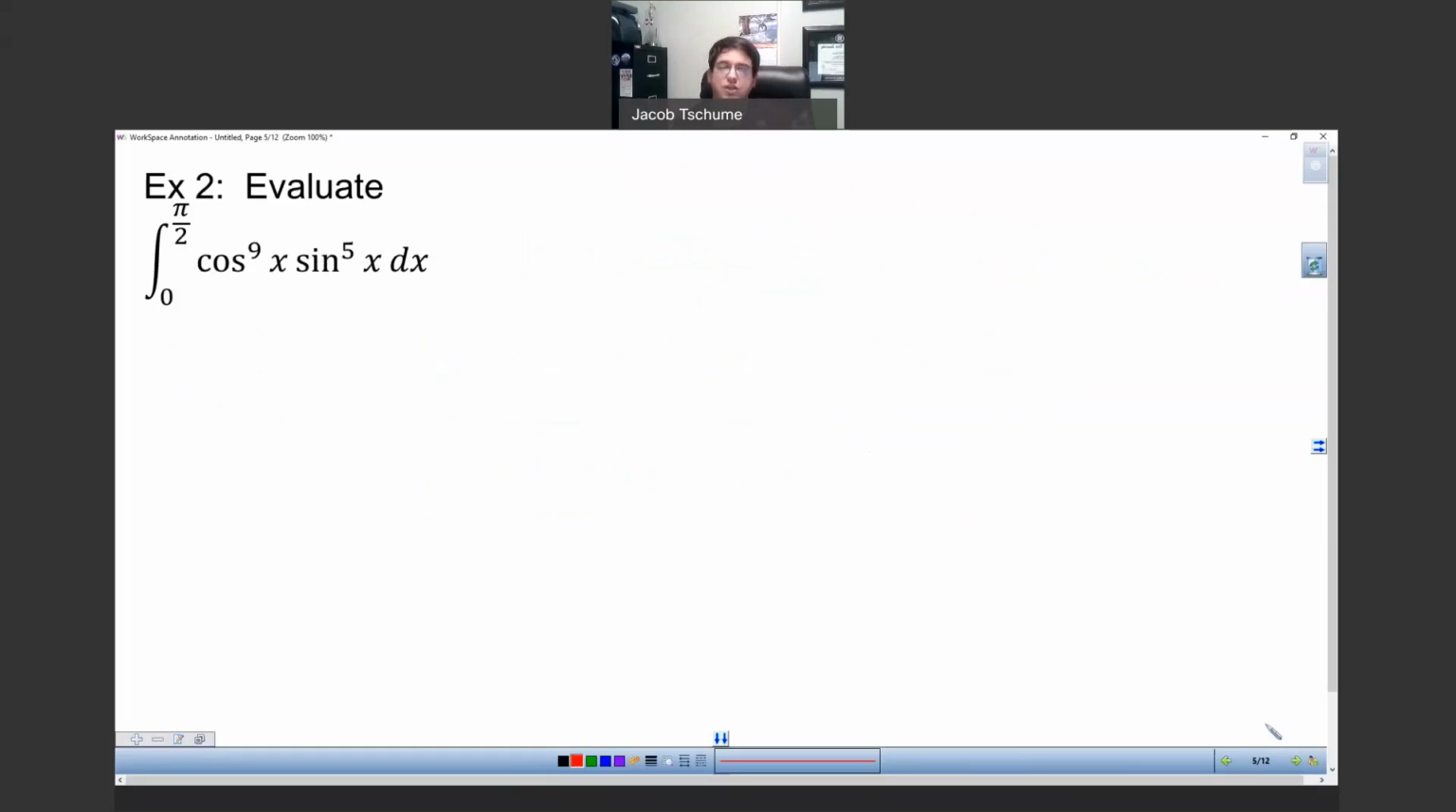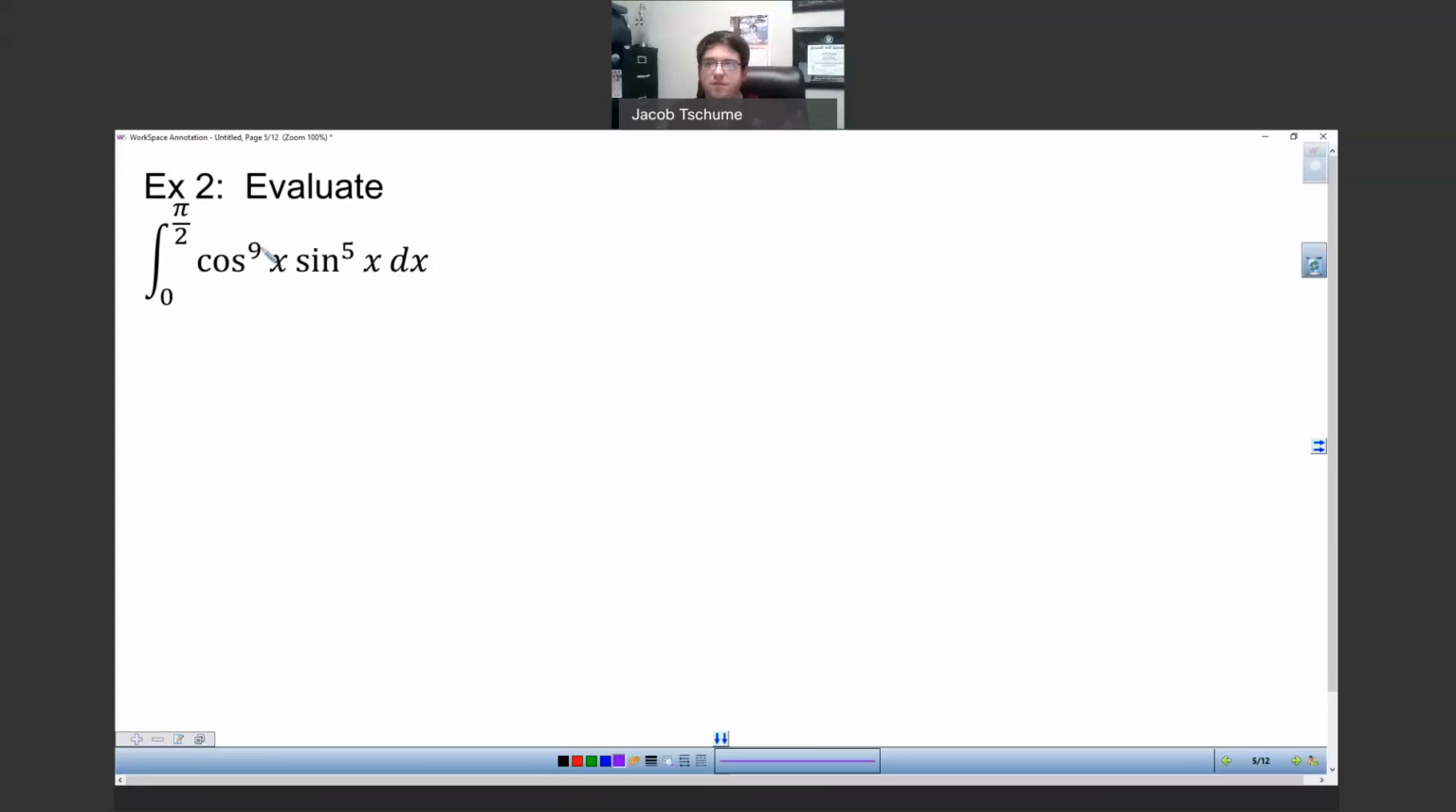All right. Occasionally, we will do definite integrals in this section, in these couple of sections, but not very often because these problems are a little bit uglier here. So what if you want to do the definite integral from 0 to pi over 2 of cosine to the 9th of x times sine to the 5th of x dx?